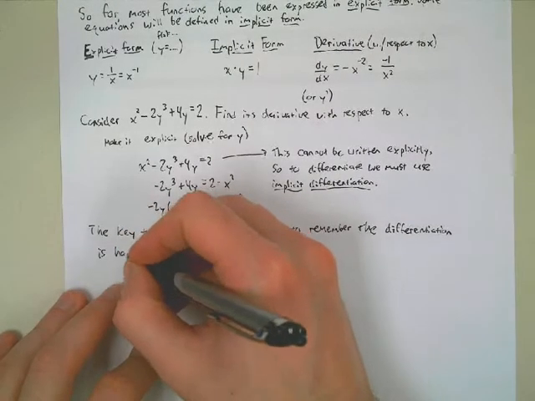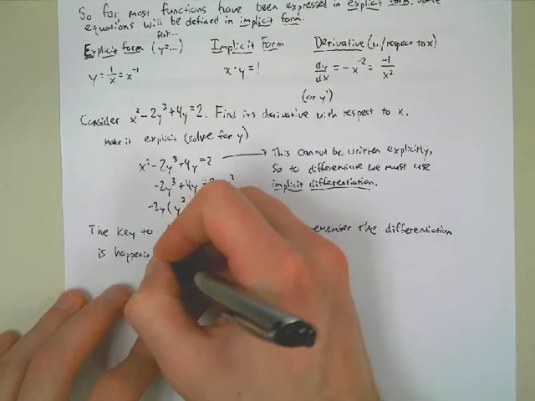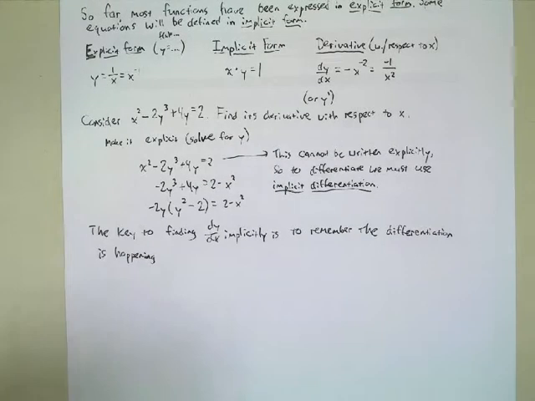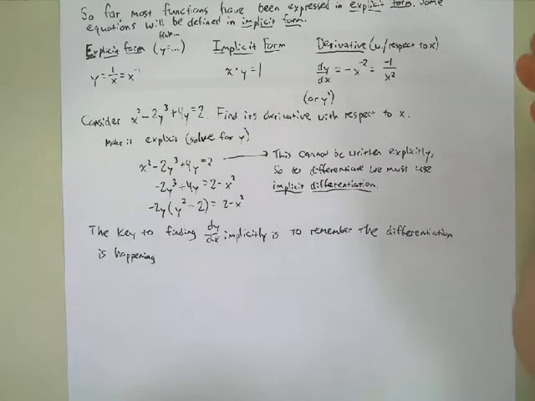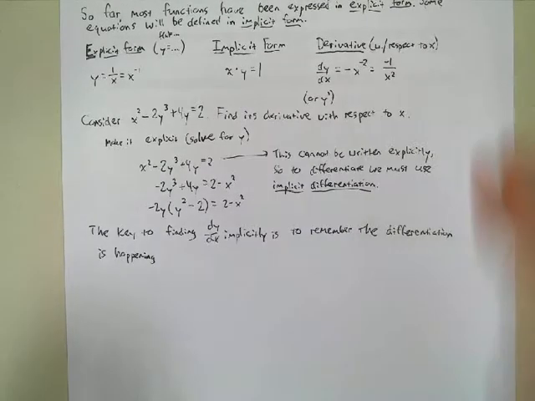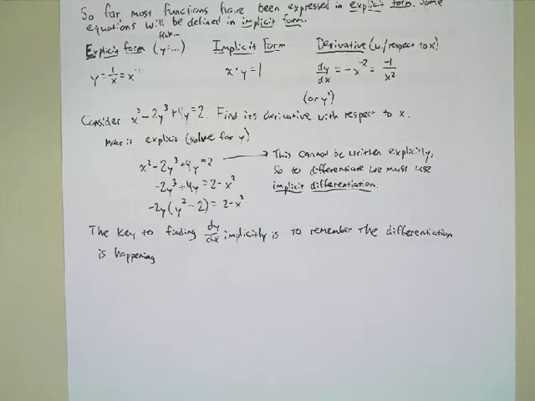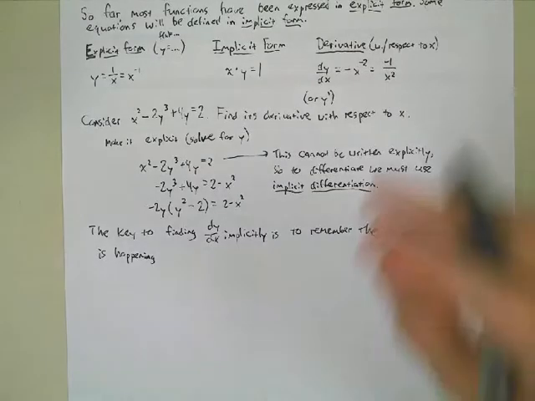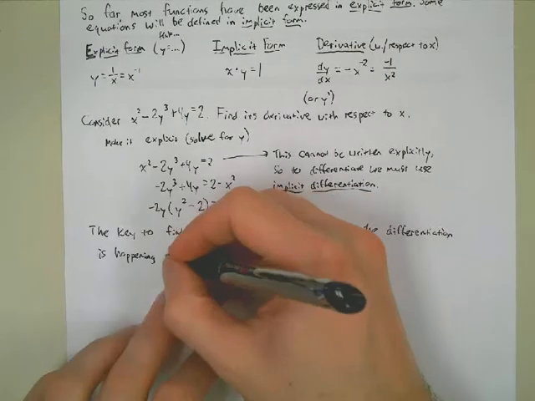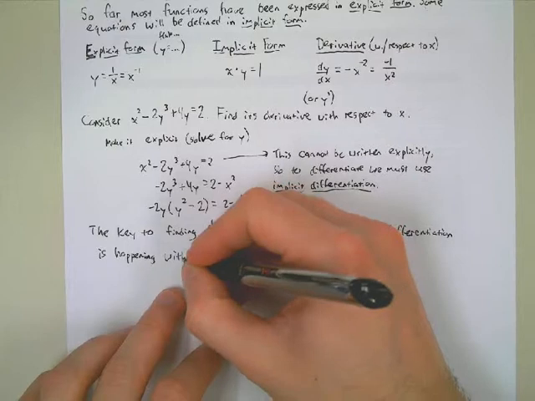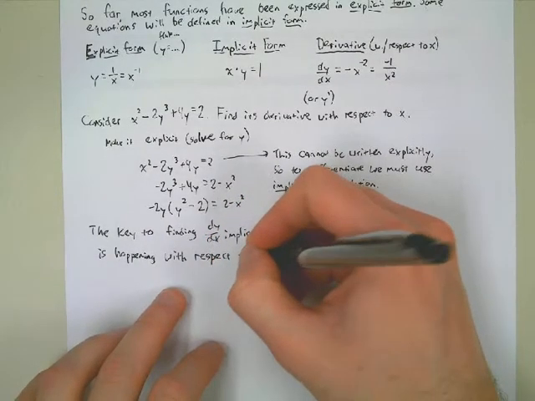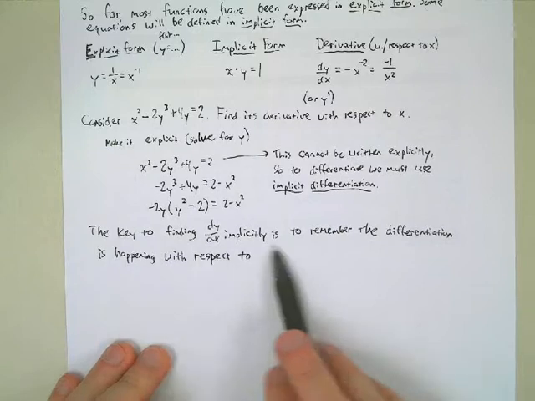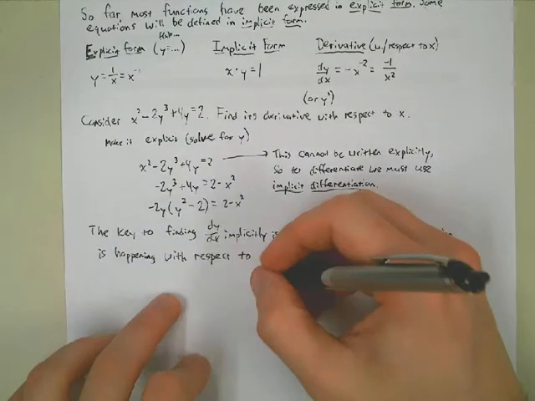Before we kind of glossed over that, right? We said, oh, it's with respect to x. Or sometimes we had t's in there, and we take the derivative with respect to t. But never have we taken the derivative of one variable with respect to another variable, or at least not very obviously. We actually have been doing it, but you maybe didn't notice. So anyway, it'll make more sense once we see it. So the key to finding dy dx implicitly is to remember the differentiation is happening with respect to x.